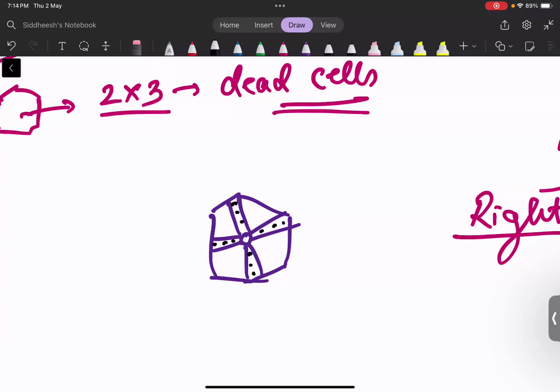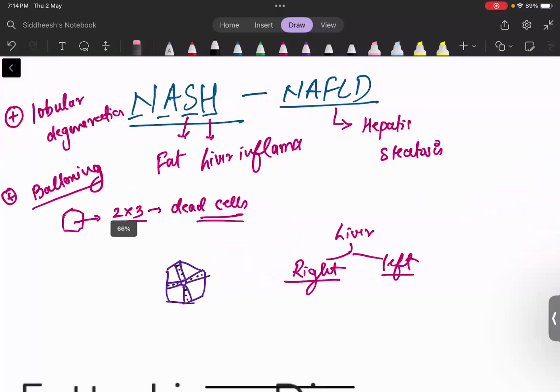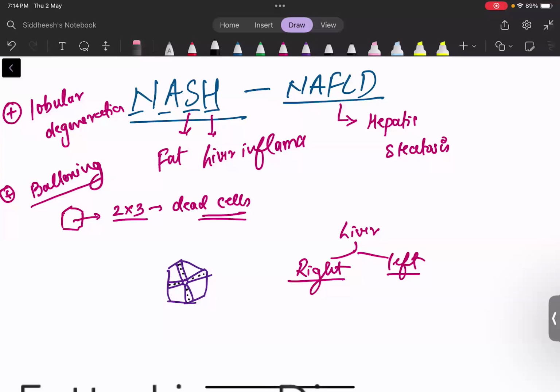So what is the basic unit of kidney? Anyone? What is the basic unit of kidney? Nephron. Nephron, perfect. What about brain? Yes, neurons. The same way we have hepatocytes for the liver. So I hope this part is clear till now, the NASH and NAFLD thing.